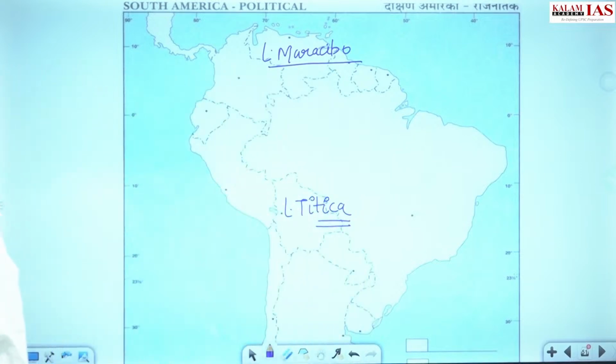Mention these two lakes. These are the important lakes of South America.